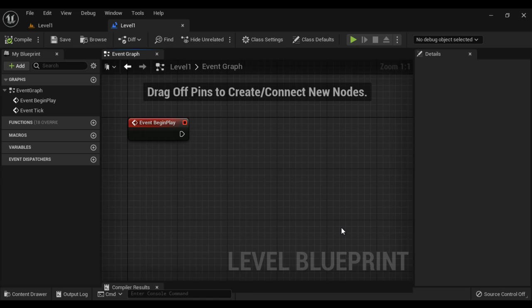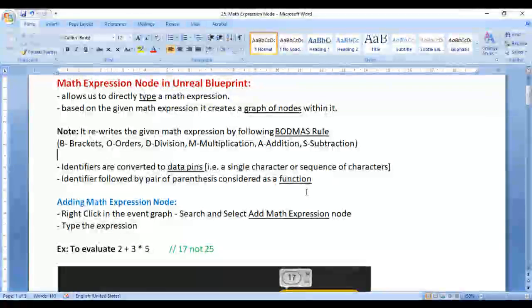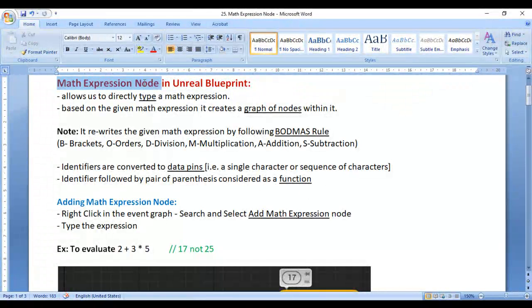From the past few video tutorials, we are trying to understand math functions in Unreal Blueprint. In this video, I would like to discuss the math expression node in Unreal Blueprint. The math expression node allows us to directly type a math expression, and based on the given math expression, it creates a graph of nodes within it. It itself creates a graph of nodes, guys.